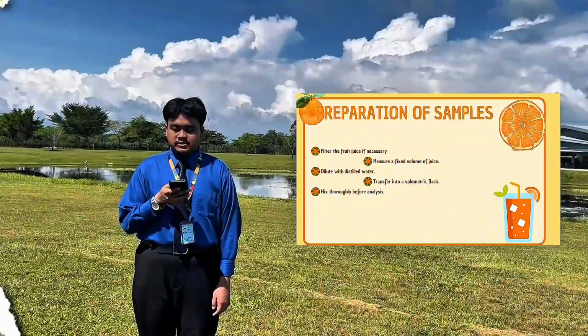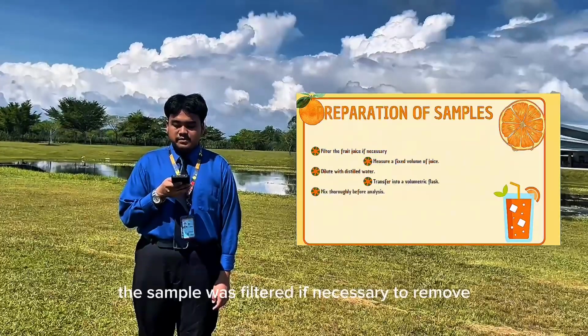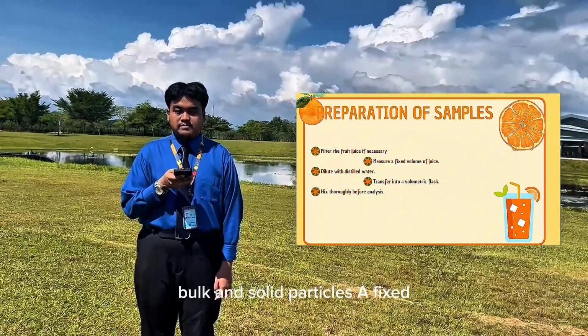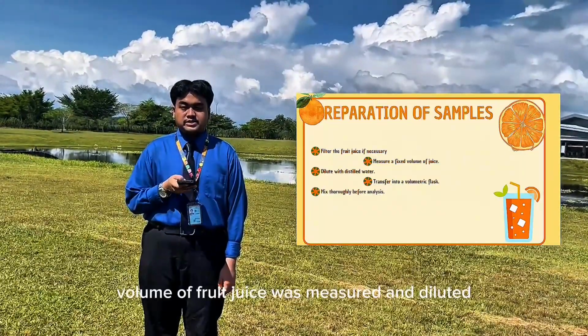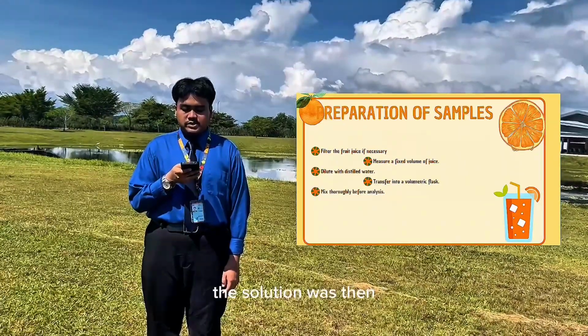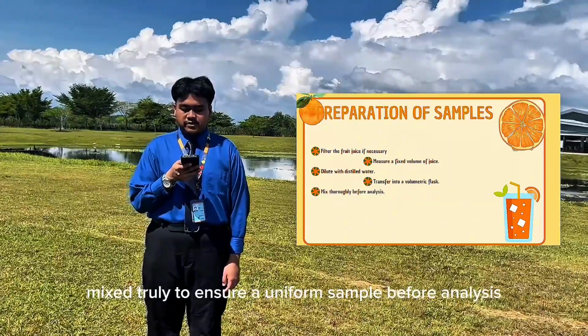For the titration, the fruit juice sample was prepared properly. The sample was filtered if necessary to remove bulk and solid particles. A fixed volume of fruit juice was measured and diluted with distilled water when required. The solution was then mixed thoroughly to ensure a uniform sample before analysis.